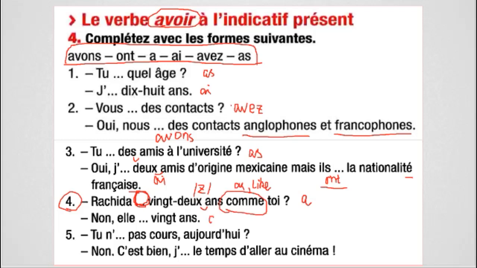Elle, how to pronounce it? Elle a. Tu as, liaison. Elle a vingt ans. Don't pronounce the t. Vingt ans. Very good. Okay. The last question.